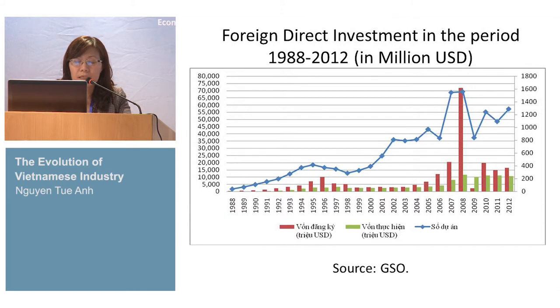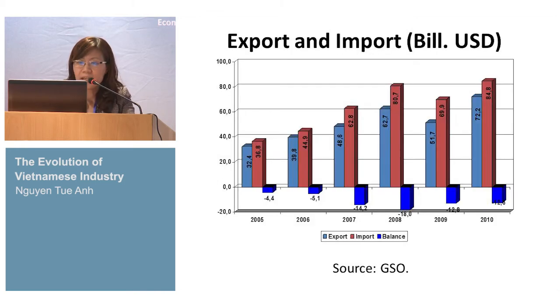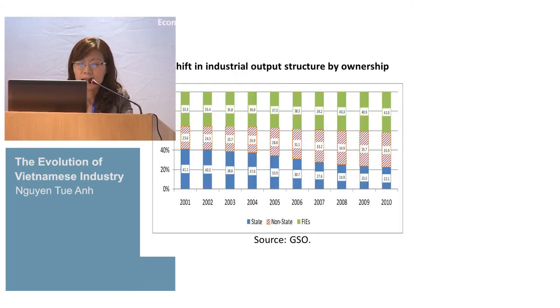Here, I would like to show you some figures about the outcome of our industrial policy. Here is the foreign direct investment in the period. You can see that in 2012, Vietnam attracted more than $200 billion of foreign direct investment. However, you can see here that after Vietnam accessed the WTO, the amount of foreign direct investment has dropped dramatically. Here is a figure to show the export performance and also the import performance of Vietnam. However, we have seen here a deficit in the trade balance.